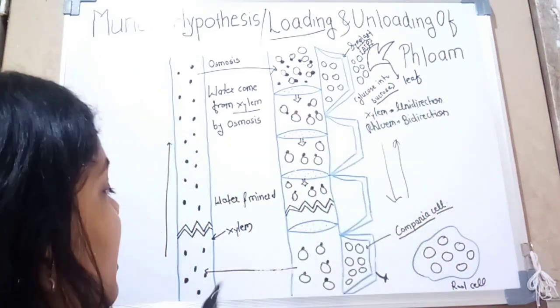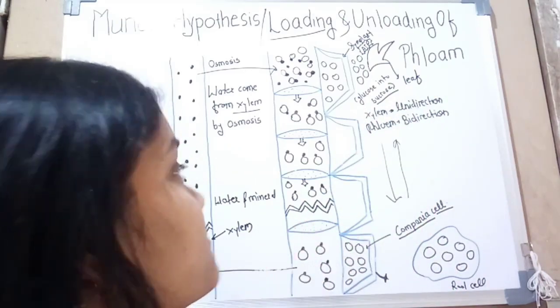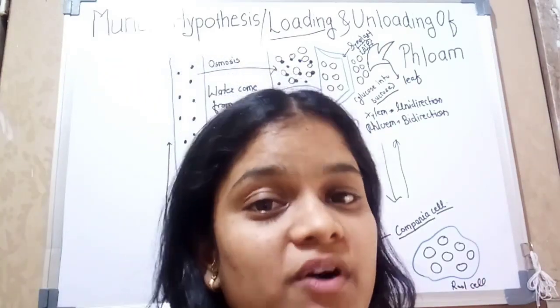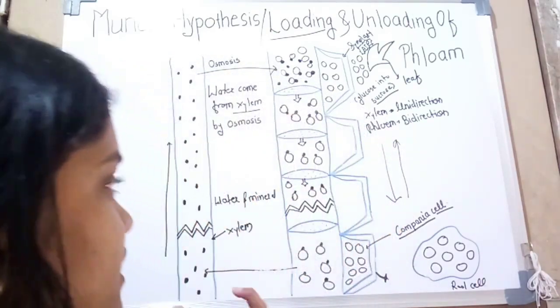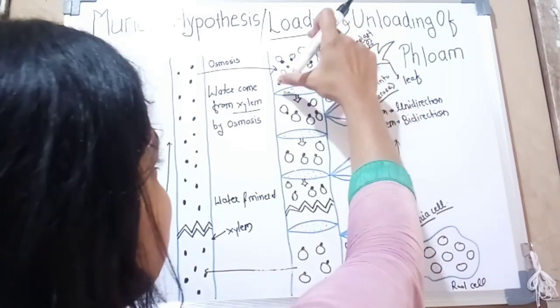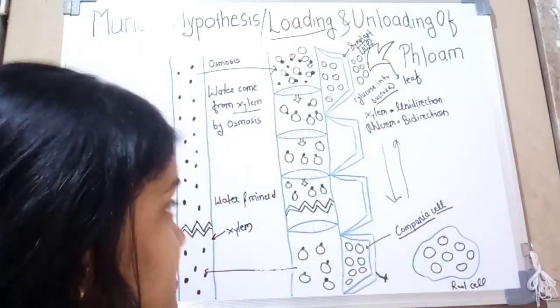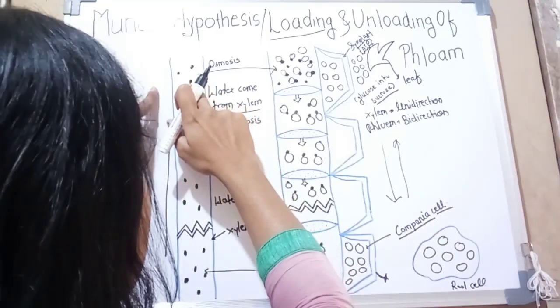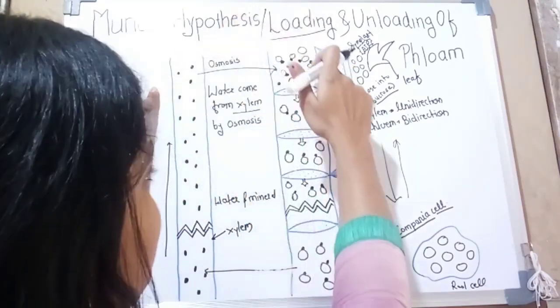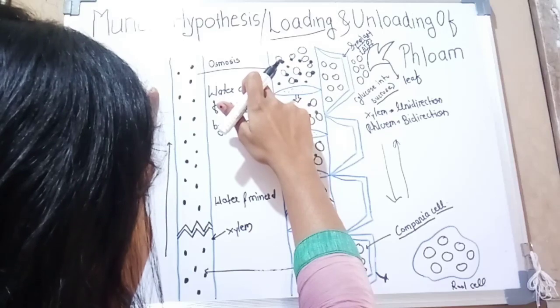We know the function of xylem is to conduct water and minerals. So now the sucrose concentration inside the sieve tube increases, so water moves from the xylem to the phloem by osmosis.